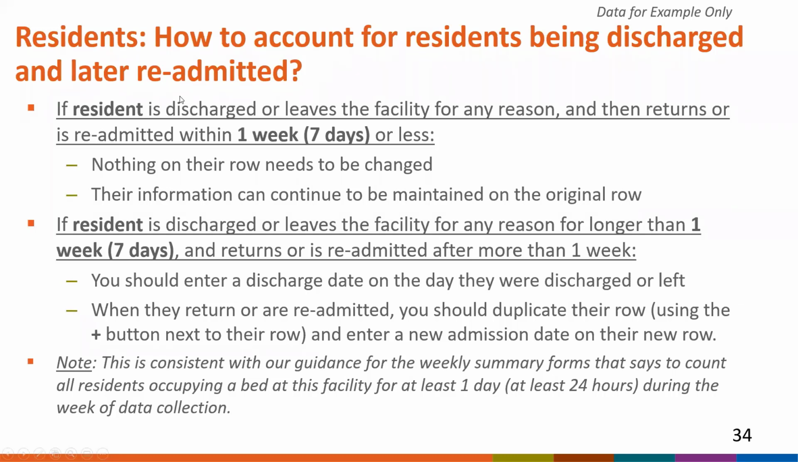Because for residents, our guidance in the table of instructions for the weekly summary form says to count all residents occupying a bed at this facility for at least 1 day or at least 24 hours during the week of data collection. So therefore, if a resident is discharged or leaves the facility for any reason and then returns or is readmitted to the facility within 1 week or 7 days, then like the example we just showed for healthcare workers, but in their case, it was 14 days, for residents, if it's 7 days or less, nothing on their row needs to be changed, and the information can continue to be maintained on their original row.